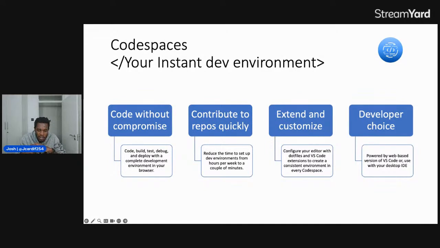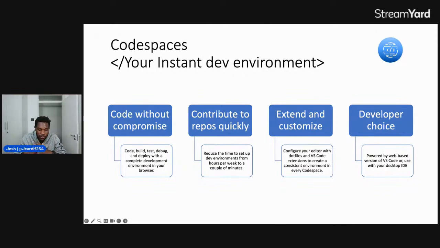So what are GitHub Codespaces? As I mentioned in the previous slide, a GitHub Codespace is your instant development environment. Codespaces will allow you to build, test, debug, and even deploy with a complete development environment in your browser. So you don't need a particular device with particular specifications physically with you to do that. From the comfort of your browser, you can test, debug, and even deploy your code.